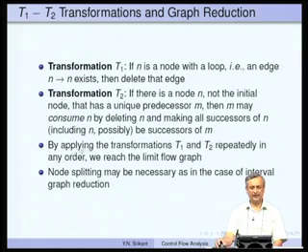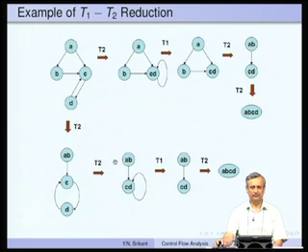So, by applying the transformations T1 and T2 repeatedly in any order, we reach the limit flow graph. If we reach the single node limit flow graph, then the graph is said to be reducible. This is the third alternate definition of reducibility. Node splitting may be necessary as in the case of interval graph reduction. Now let us look at an example.